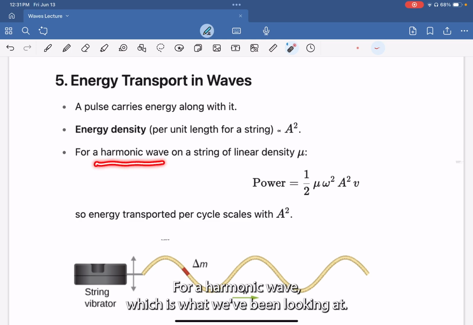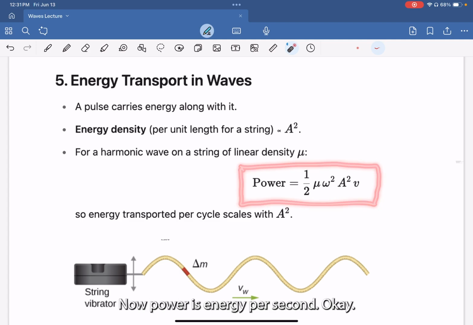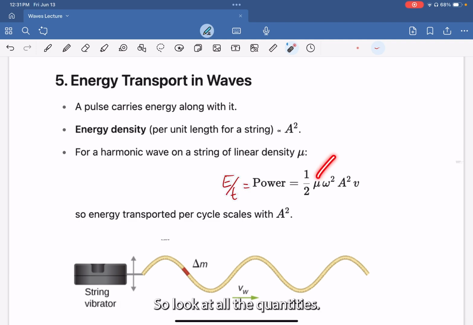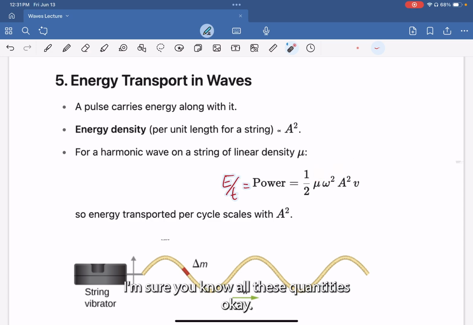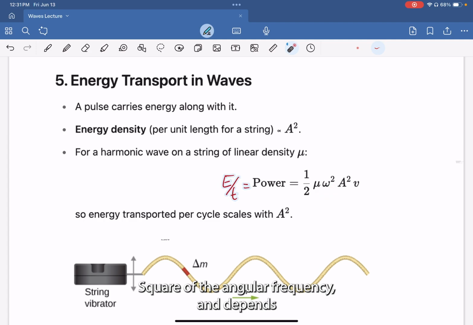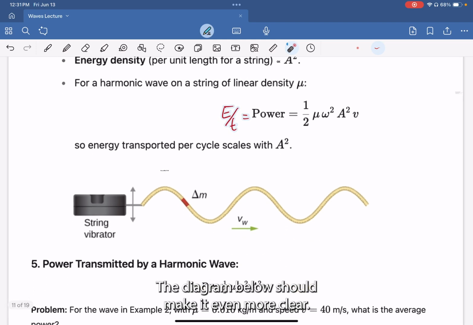For a harmonic wave, which is what we've been looking at, this is the formula for power. Now, power is energy per second, okay? So remember that that's not energy alone, it's energy by time. So the energy carried in a string per second is given by 1/2 mu omega squared A squared v. So look at all the quantities. I'm sure you know all these quantities. It depends on the speed, depends on the square of the amplitude, square of the angular frequency, and depends on how thick the string is. All right, the diagram below should make it even more clear.